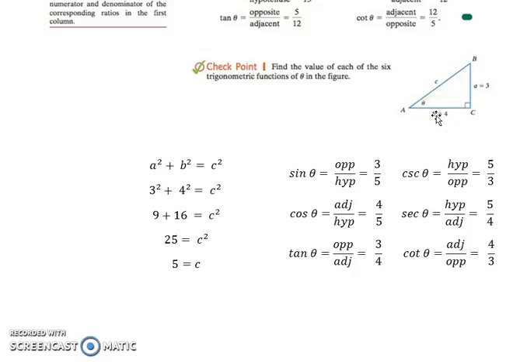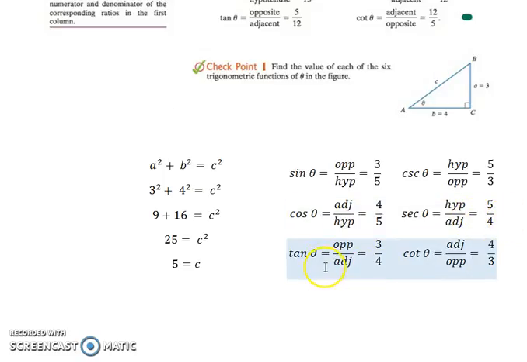The hypotenuse cannot be the adjacent side. The hypotenuse is the hypotenuse. So yes, this has two adjacent sides, but one of them is the hypotenuse. So the adjacent would be the other side. So be careful with that. Cosine is 4/5. Secant would be the reciprocal of that, which is 5/4.